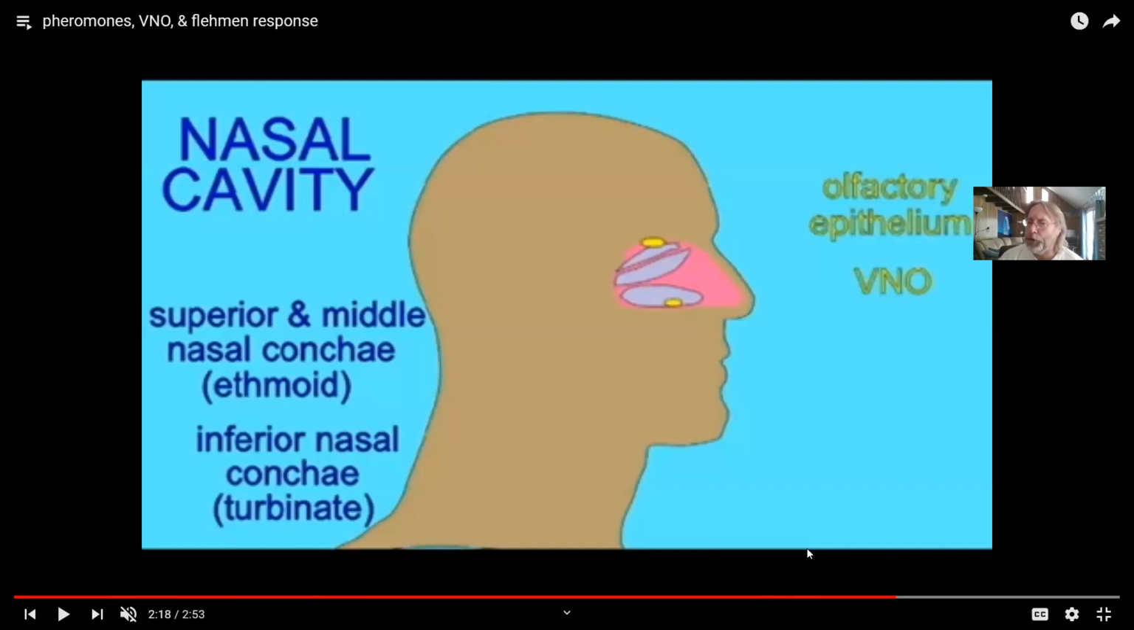Women's body odor changes over the course of their menstrual cycle. It's well known that women who live together might find that their menstrual cycles come in sync. How is that possible? Well, they're aware, not consciously aware, but unconsciously aware of the pheromones produced by women that they spend a lot of time around, and then their own physiological cycles adjust to that.